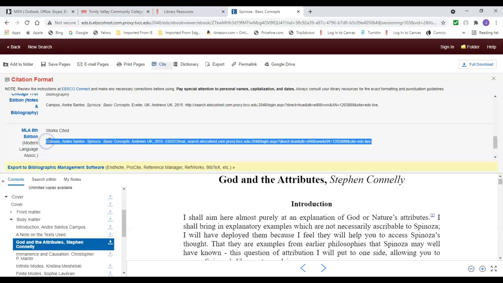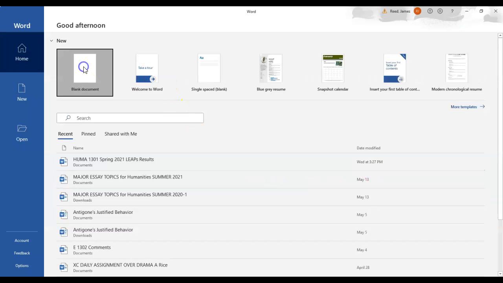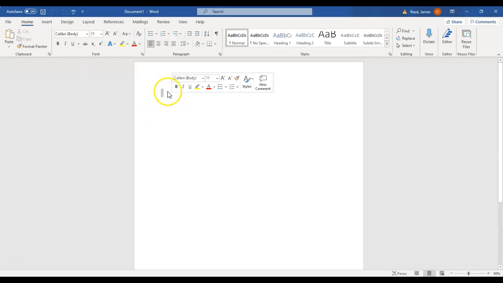If I copy this and paste it in a Word document. Again, bear with me as I have to call all this up. What I will want to do is not only cite this entire book, I want to cite the specific article that I use, and so I will then put this information in front of this citation here. So, blank document. So I just paste it.